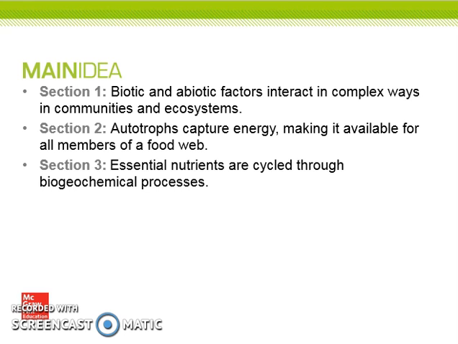So main idea, Section 1, biotic and abiotic factors interact in complex ways in communities and ecosystems. Section 2, autotrophs capture energy, making it available for all members of a food web. Section 3, essential nutrients are cycled through biochemical processes.